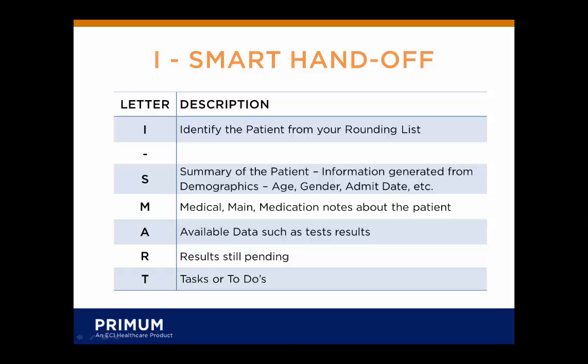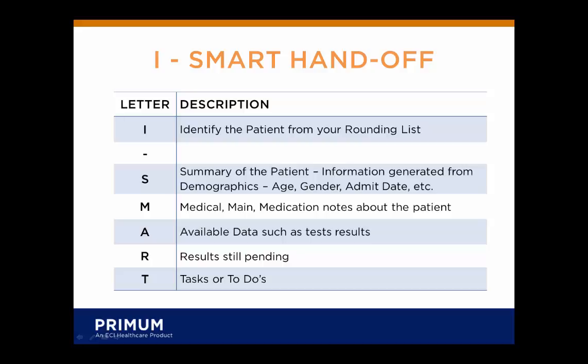A represents any available data for the patient, such as previous test results. R contains results that are still pending, possibly from recent consultations. And T represents any tasks or to-do for this patient, such as scheduling an MRI.